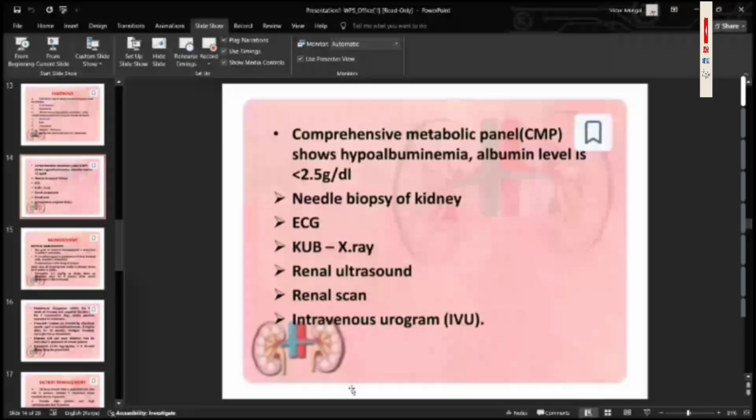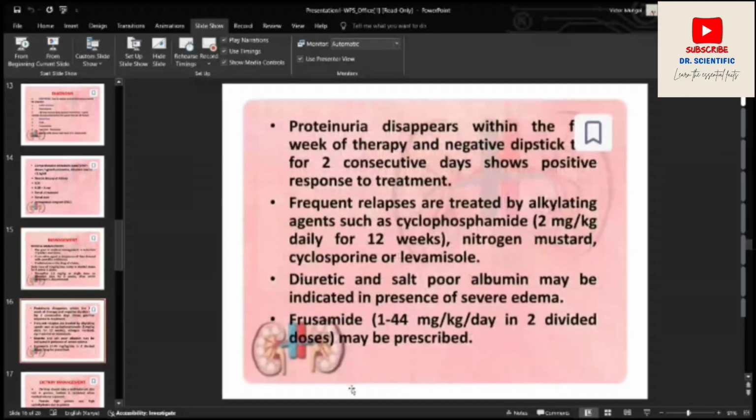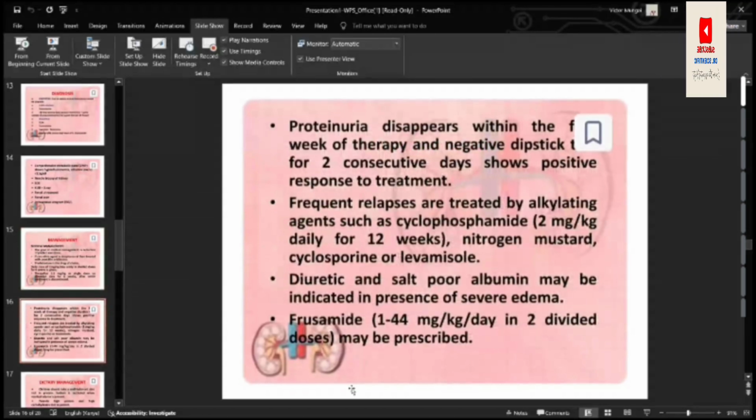After that is just the drugs, a daily dose of 2 mg per kilogram daily orally as divided doses for 6 weeks is given. Thereafter, this is just the medicine, then the nursing care plan and interventions. So the expectation is the proteinuria will disappear within the first week of therapy, and a negative dipstick for 2 consecutive days shows a positive response to treatment.